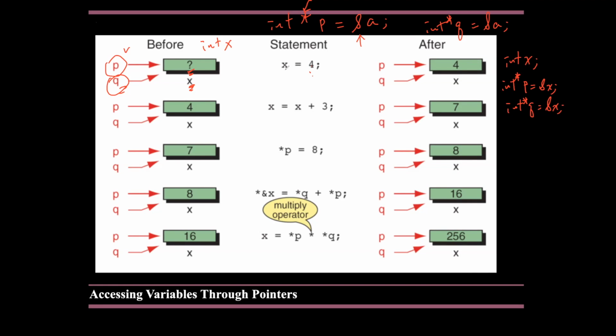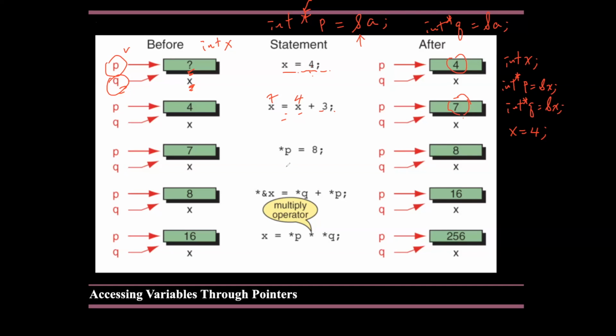But as soon as we say x equals 4, that's what we have here, then we put a value of 4 into it. Now p and q are still pointing to x. There are no changes in there. Now if we do x equals x plus 3, x was 4 before, and now the new value of x is 7, because 4 plus 3 is 7. That changes the value of x, and p and q are still pointing to it.